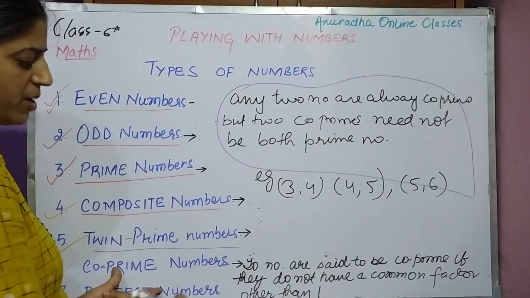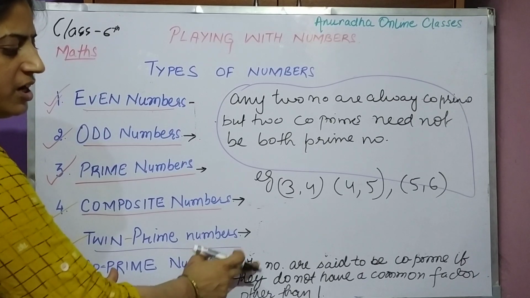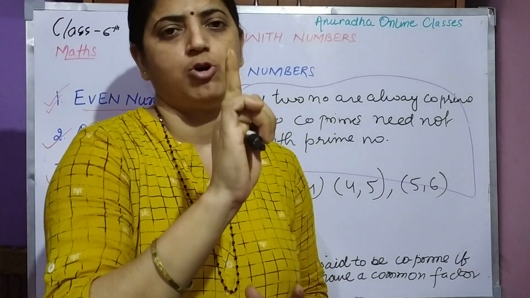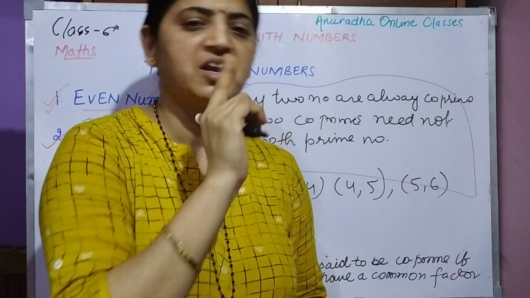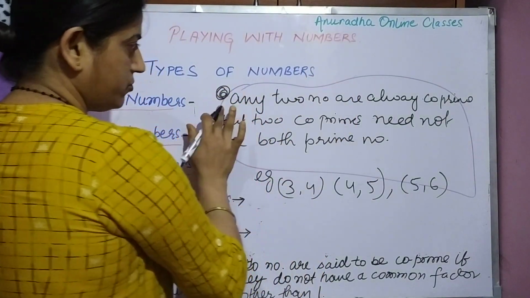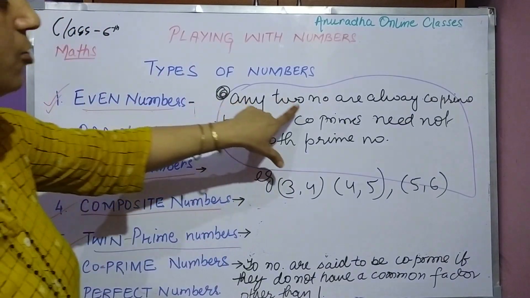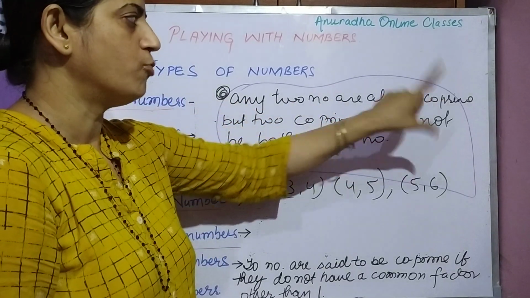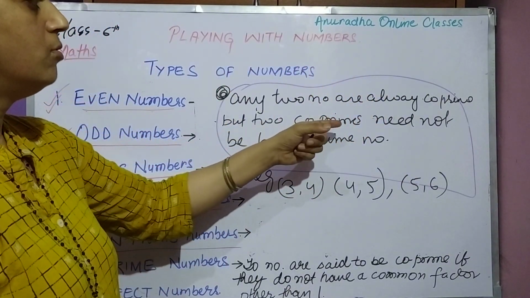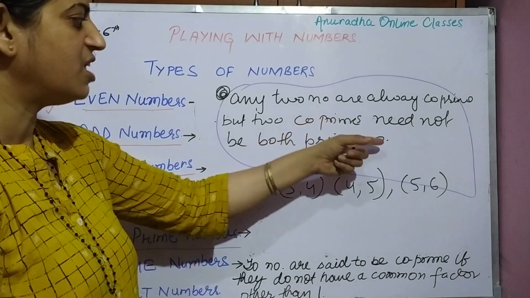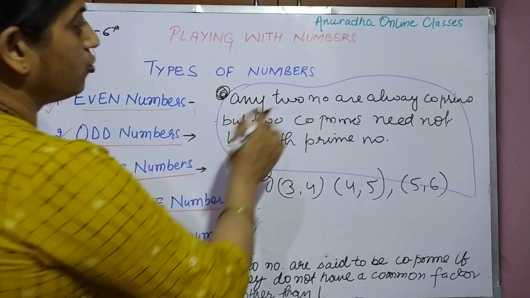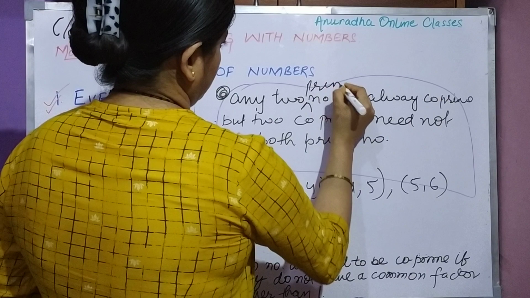So children, what is a co-prime number? Just now I told you that a number is said to be co-prime if it is having only 1 as a common factor. Now let us see, one important thing is there, so keep in mind this thing. Any two prime numbers are always co-prime, but two co-primes need not both be prime numbers.